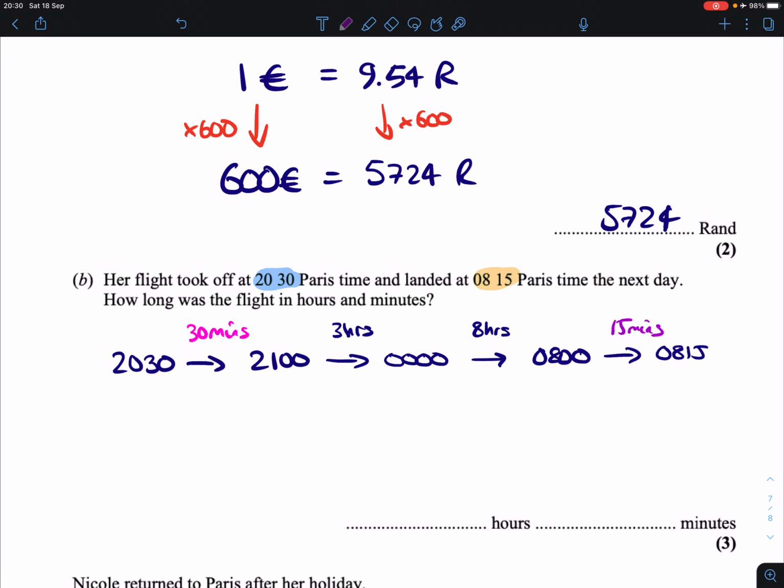So in total, we have 3 hours plus 8 hours, which will give us 11 hours. We then have 30 minutes and 15 minutes, which are going to give us 45 minutes. If our minutes totaled an amount more than 60, then we would upgrade the number of hours accordingly. But in this case, 11 hours and 45 minutes is our answer.